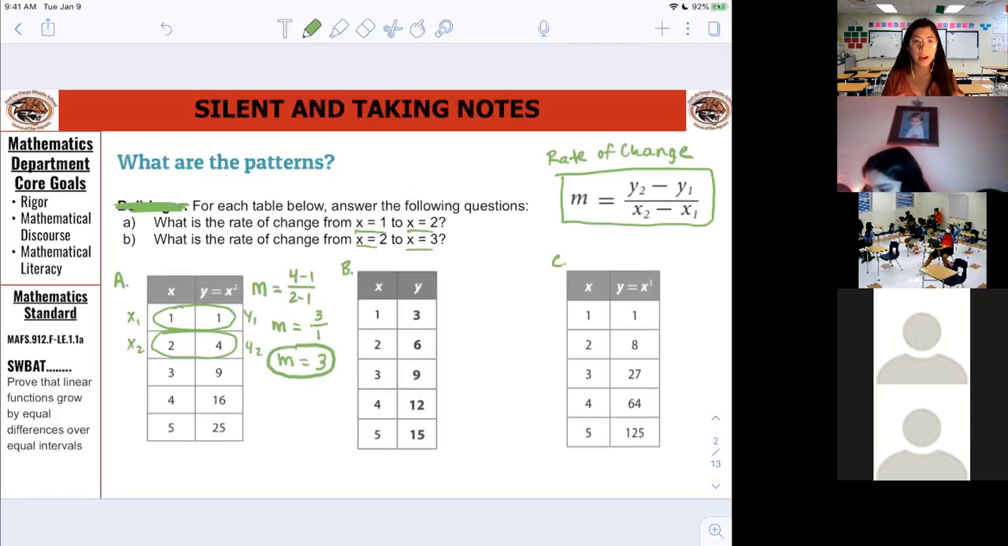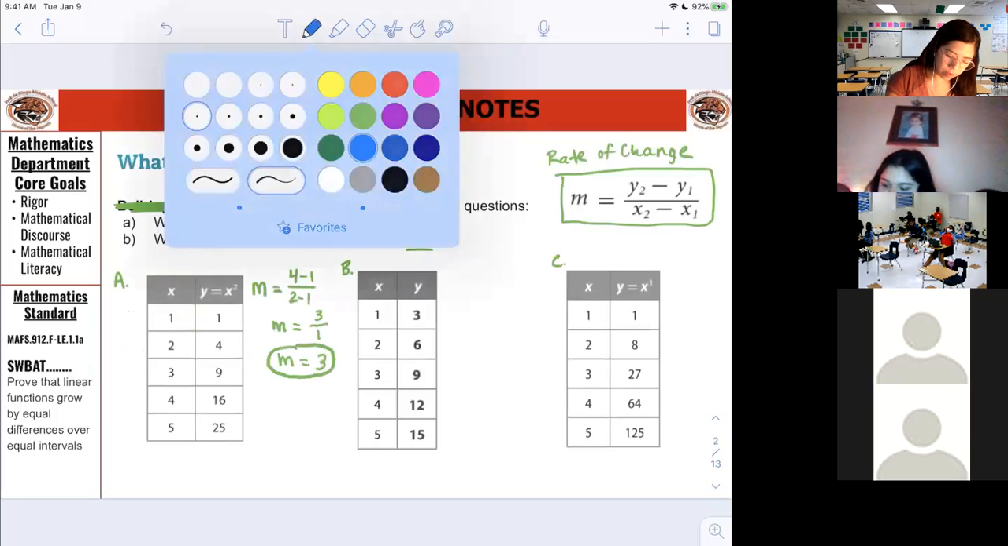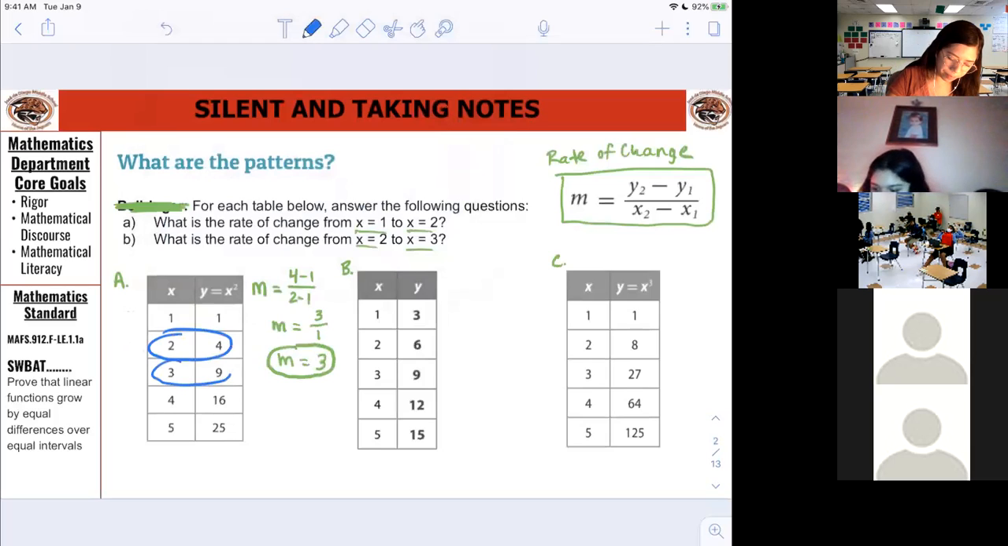Okay, so that's the first thing. And now I'm going to do the exact same thing, but instead of using the first 2 points, I'm going to use the second point and the third point. So now I'm looking at the 2 and the 3. And I do the same thing. y2 minus y1 would be 9 minus 4. x2 minus x1 would be 3 minus 2. 9 minus 4 gives me 5, and 3 minus 2 gives me 1. So the rate of change between those 2 points is 5.